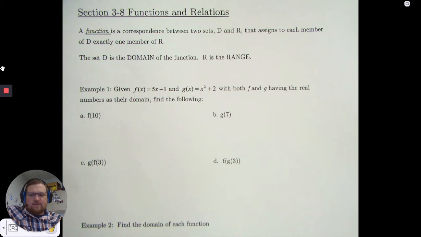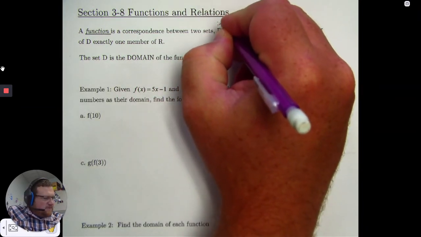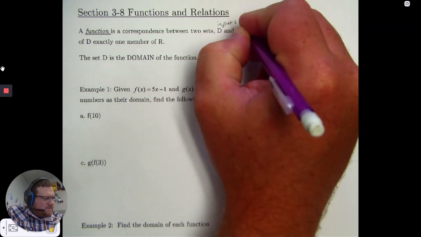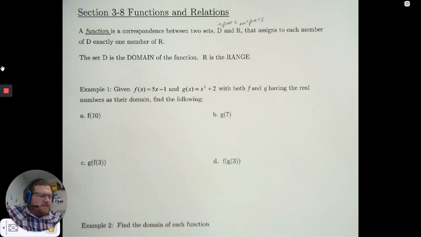So in class we kind of got to start talking about this, right? The idea that a relation has a lot less stipulation to it than what a function does. In a function, it's a correspondence between two sets D and R, which are domain and range. These are your inputs and your outputs, that assigns to each member of your domain exactly one member of the range.